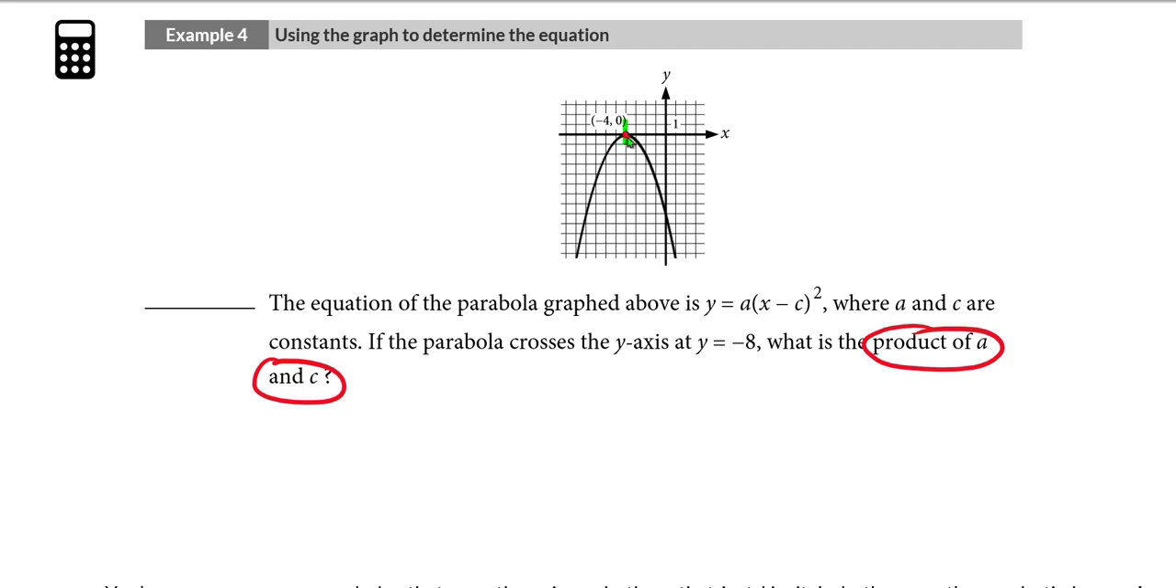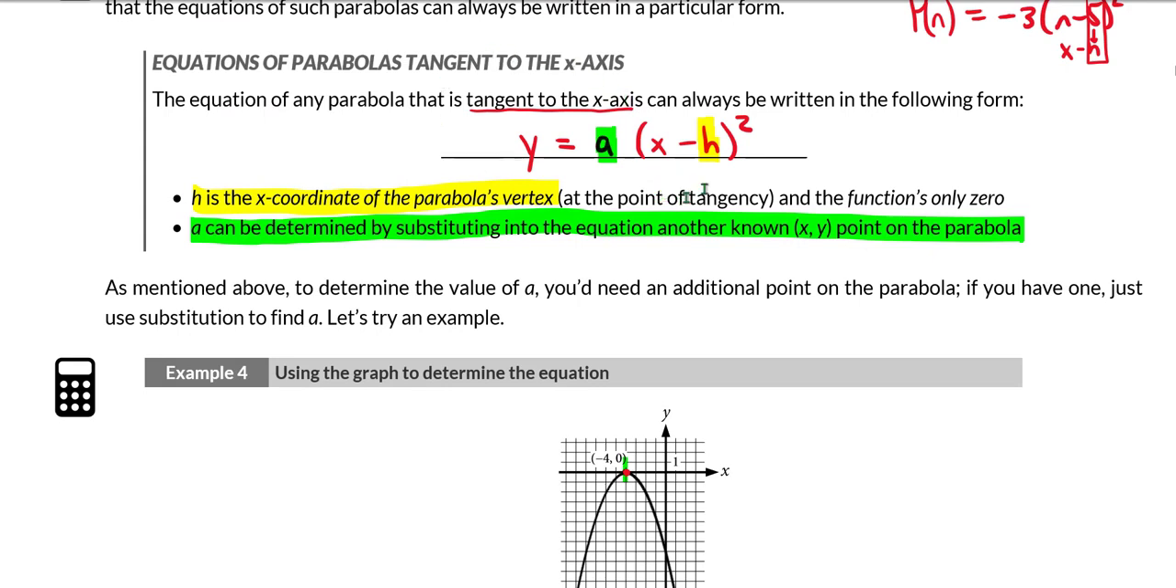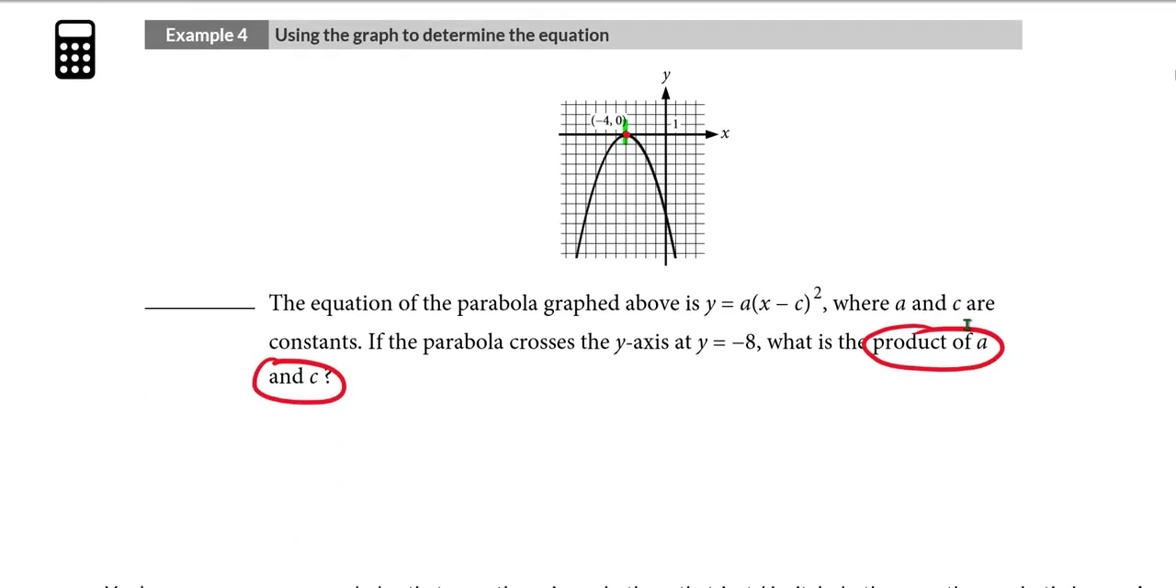So remember that we said that all parabolas that touch or are tangent to the x-axis can be written in this form: y equals a(x minus h) squared. So why don't we write that down? Let's write y equals a(x minus h) squared. Remember what we said about the h. The h is the x value at which the parabola hits the x-axis. So in this case, our h is negative 4. I'm going to put that in parentheses.